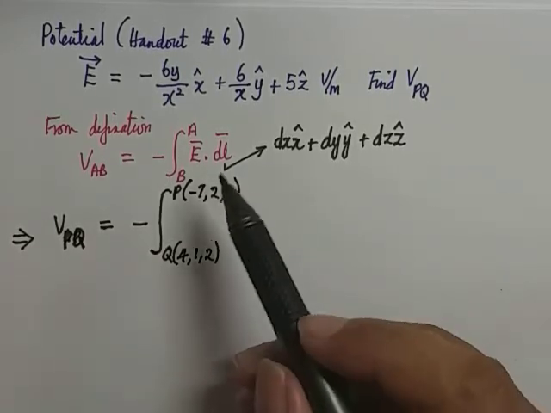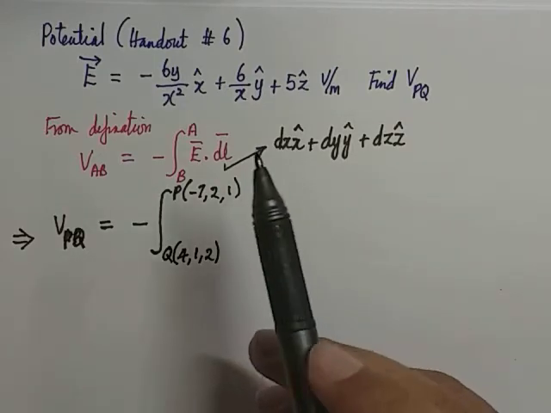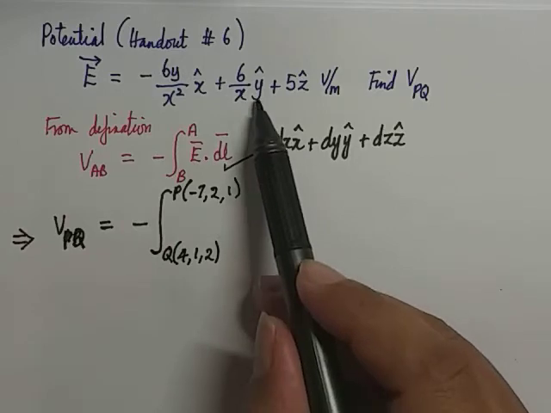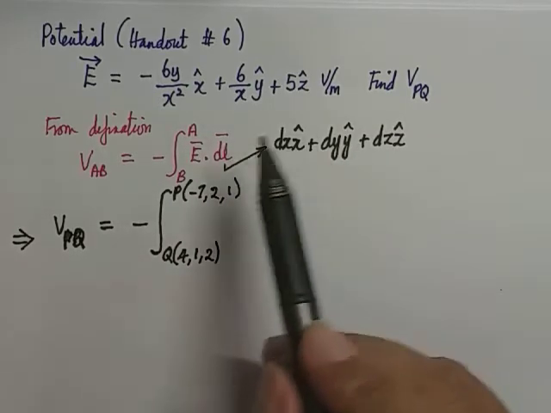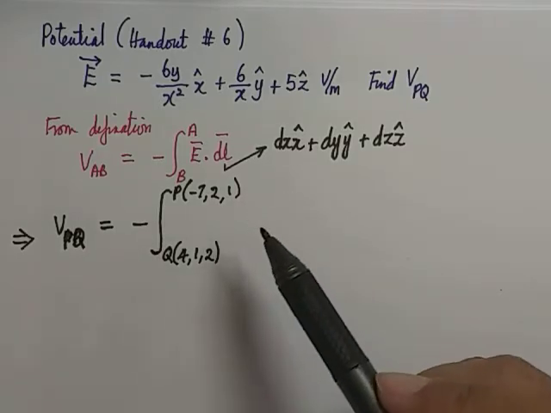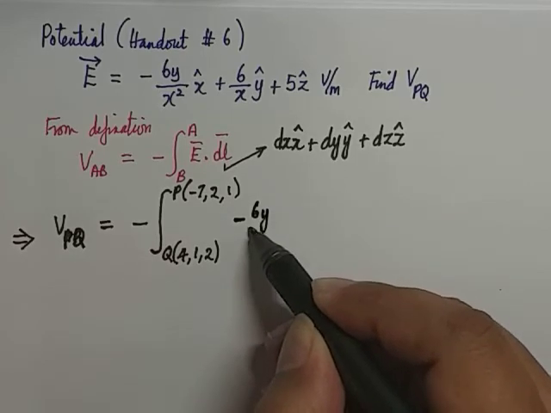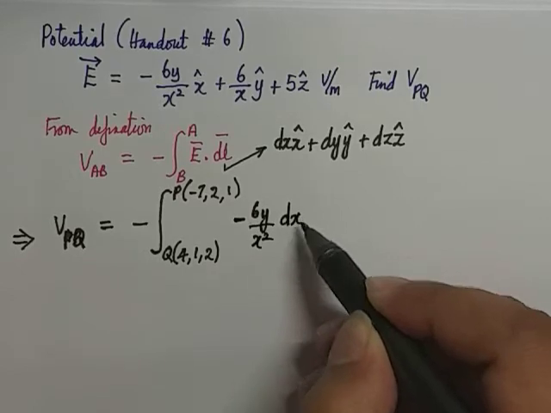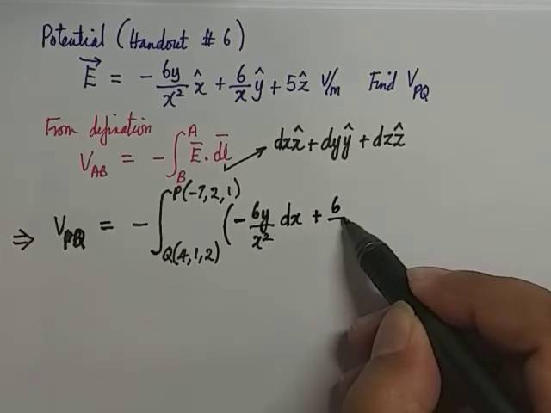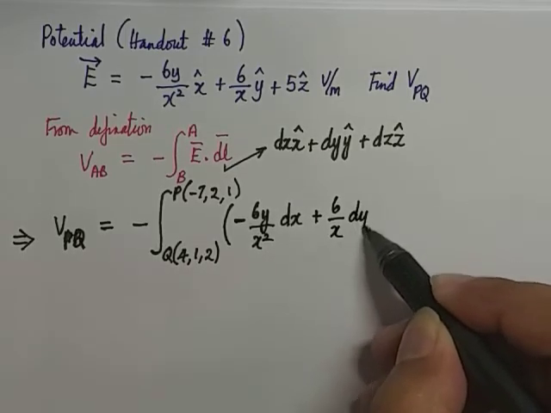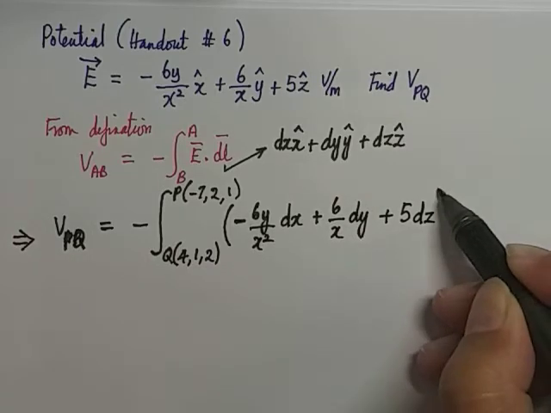When I do the mathematics, it is a dot product, because the final solution should be a scalar, with no direction. So what's going to happen now? x dot x will give us 1, y dot y will give us 1, z dot z will give us 1. x dot y will give us 0, x dot z will give us 0. Therefore, no unit vector will appear at the end of the solution. It should be negative 6y over x squared dx, that is one term, then y and y should give plus 6 over x dy, and finally plus 5 dz.